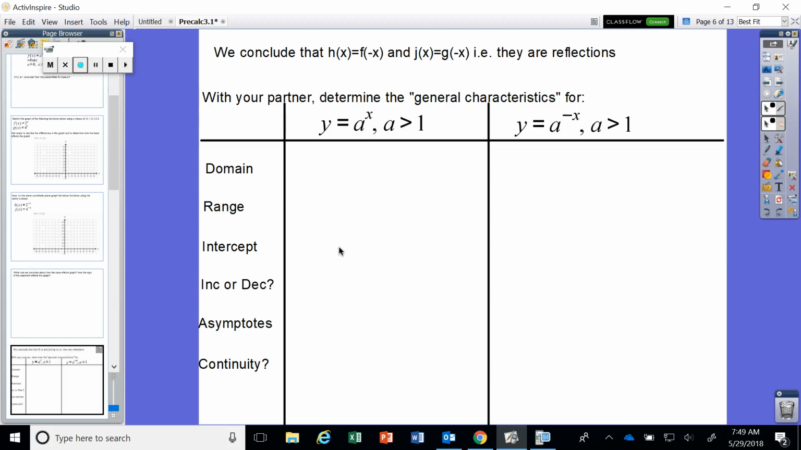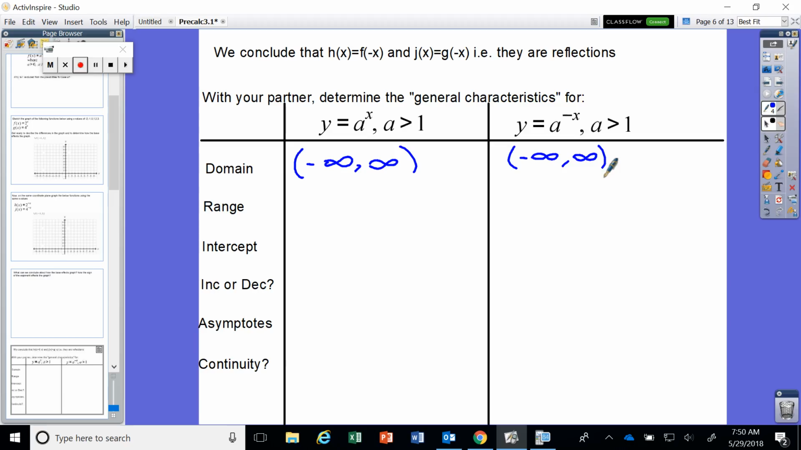Well, hopefully you've had enough time now to give a shot at these different characteristics. So let's go ahead and fill out these two charts. So the domain, well, let's think about it for a sec. For a to the x, we just saw when it was 2 to the x or 4 to the x, whatever it was, there was no limitation on the value for x, so we went from negative infinity to infinity. Well, did it hold true for a to the negative x? Yeah, all we did is reflect it, so the same thing happened.